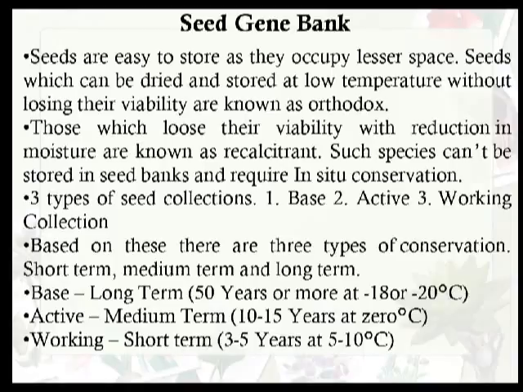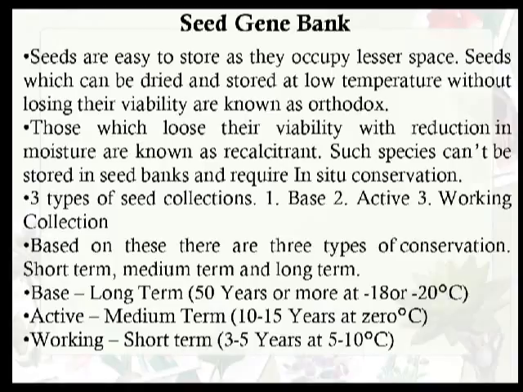Now there are three types of seed collection. One is base collection, another is active collection, and third is working collection. Basically, it is on the basis of how frequently or how actively these collections are being used in breeding. Active is used more than the base collection, and working collection is used most frequently out of the three in breeding programs by the breeders.